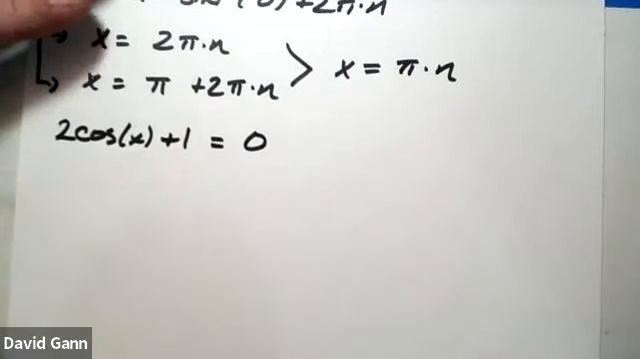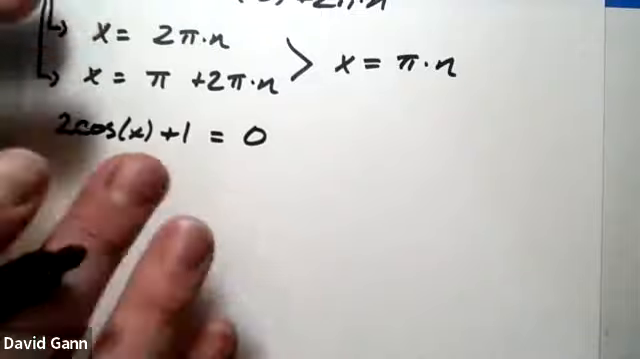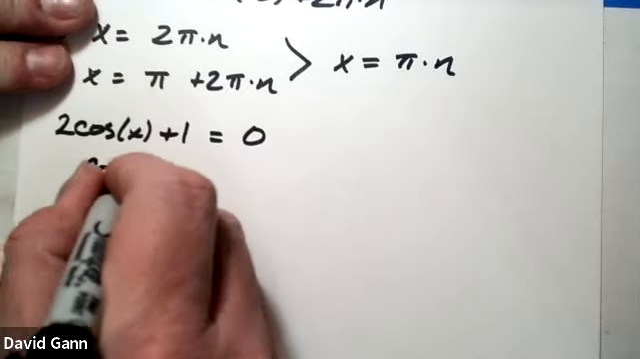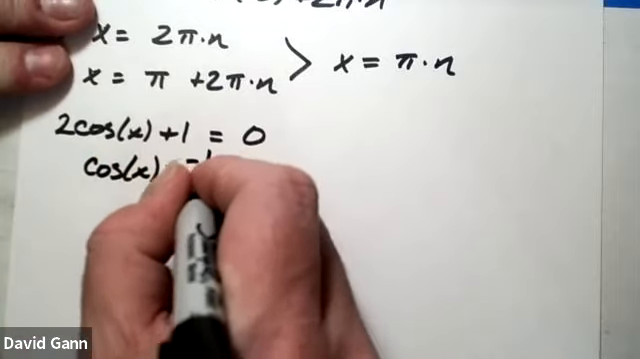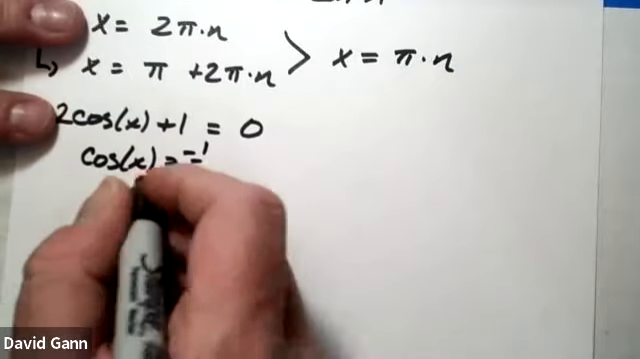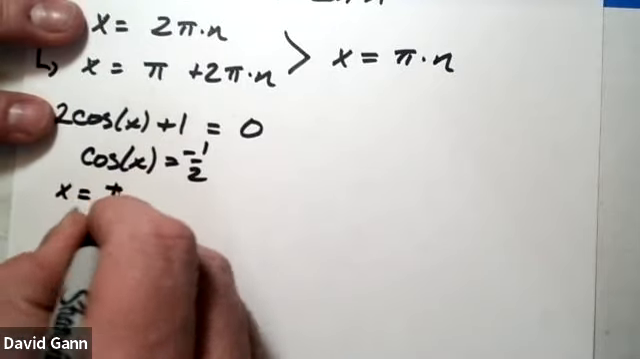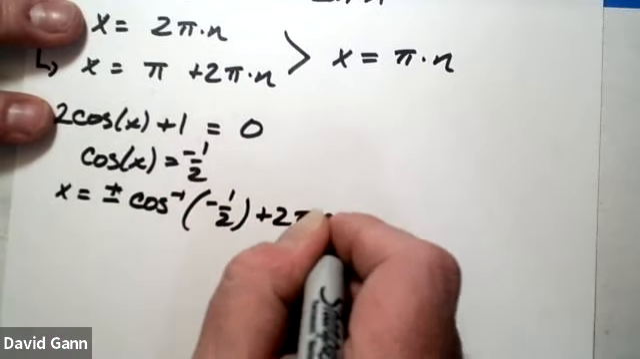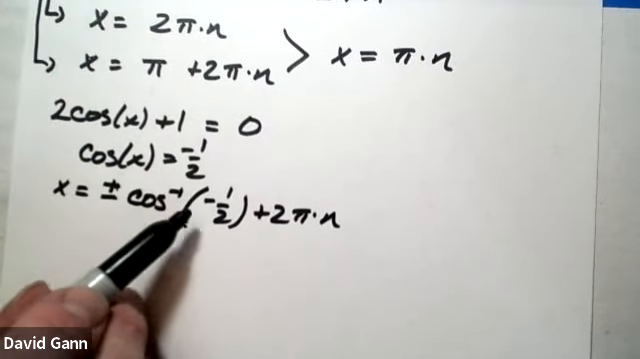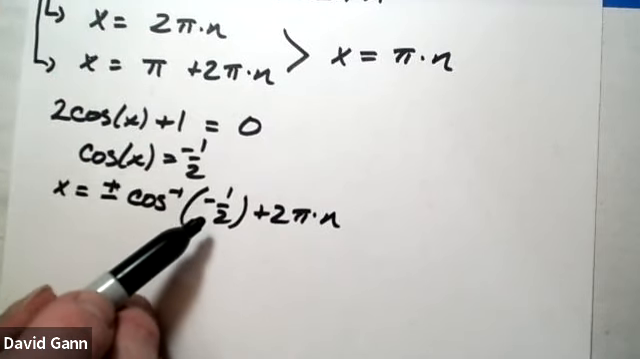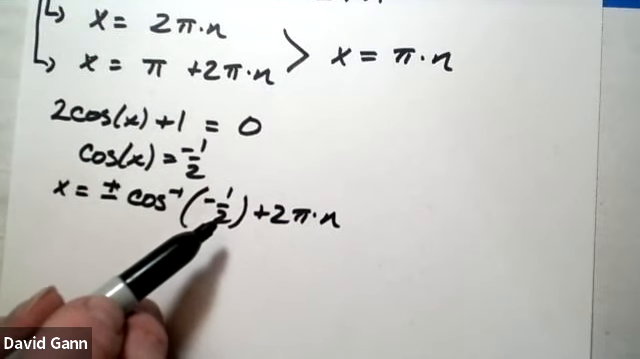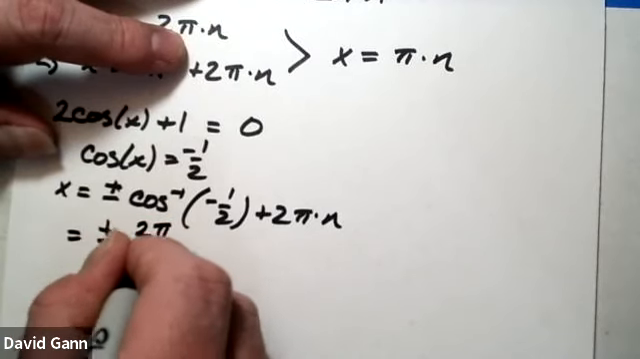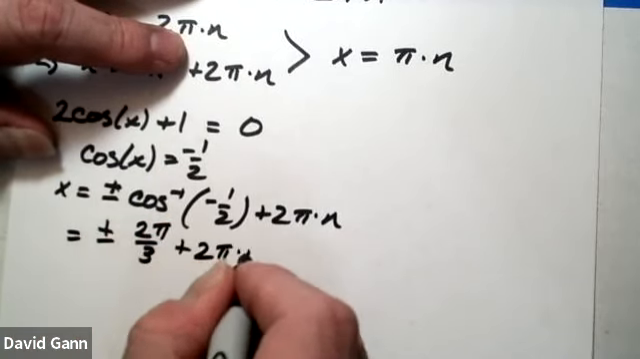You move over to the side, you do a little bit of linear algebra techniques, and what you'll end up with is that cosine of x is equal to negative 1/2. And so to get x out of that, x is equal to plus or minus the inverse cosine of negative 1/2 plus 2 pi times n, which, the inverse cosine of negative 1/2, that's 2 pi over 3. So we have plus or minus 2 pi over 3 plus 2 pi times n.